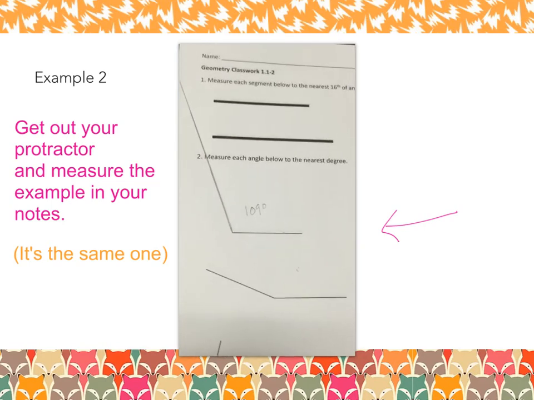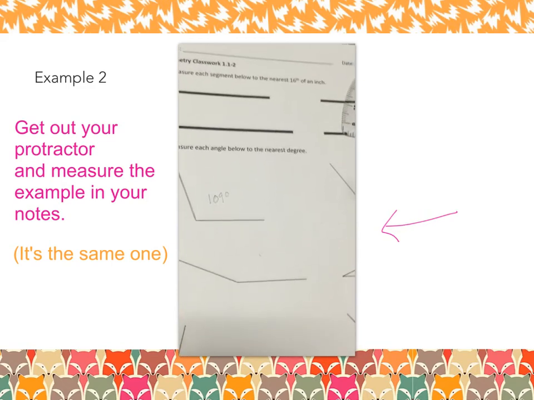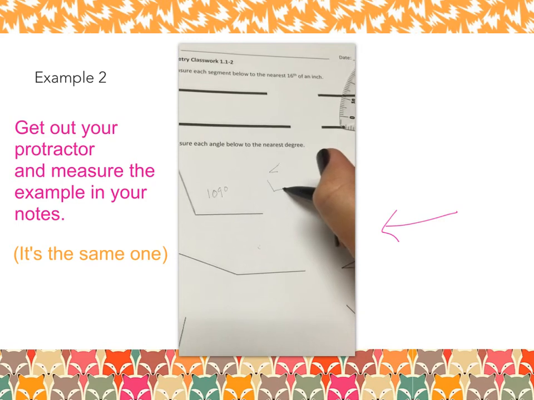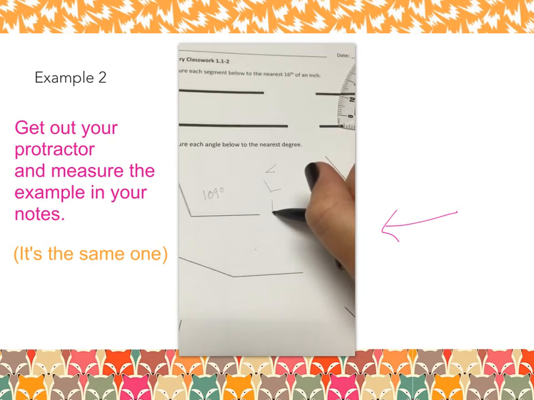You've learned before in middle school about acute, obtuse, and right angles. We know acute is less than 90, obtuse is greater than 90, and a right is 90.